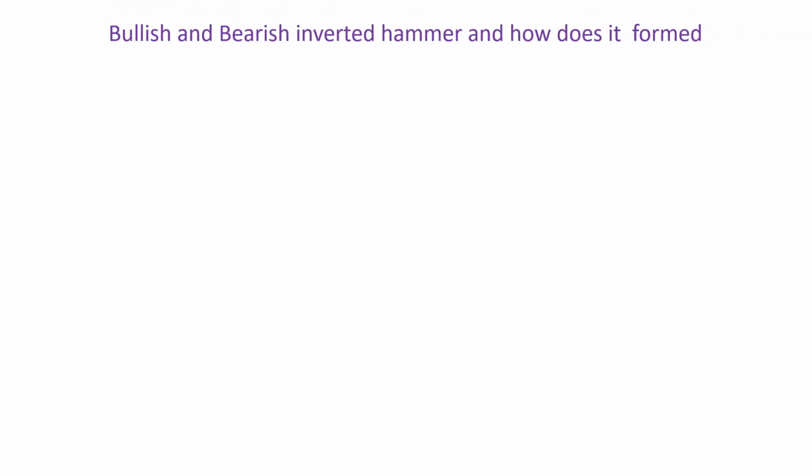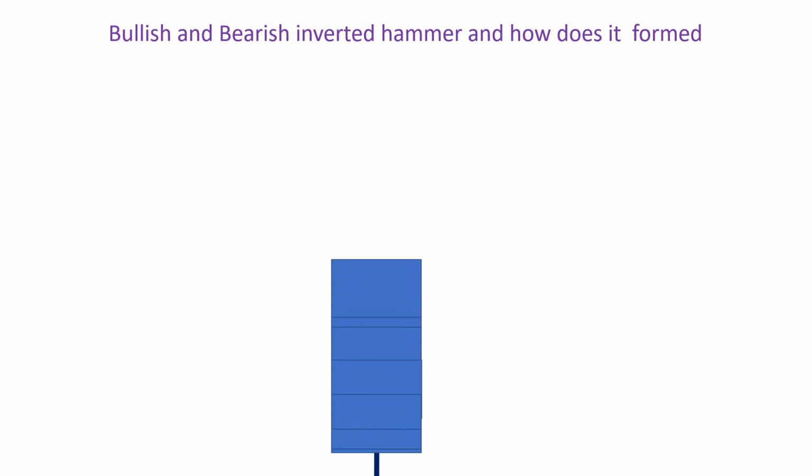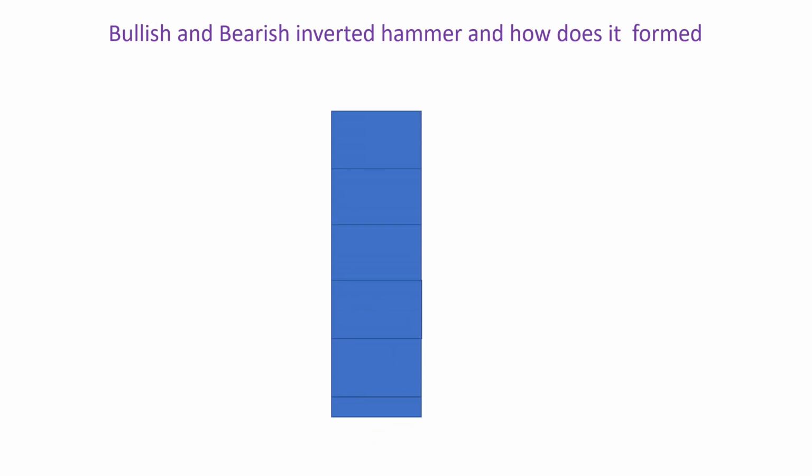Bullish and bearish inverted hammer, and how does it form? Let's assume this is a candlestick with D1 time frame and the price opens in the morning at this place. So the price may go up or down. If it goes up, that's the presence of buyers, and if it goes down, that's the presence of sellers. So the price goes down first, that's the presence of sellers in the market, and it got rejected right away. And the buyers pushed the price up all the way.